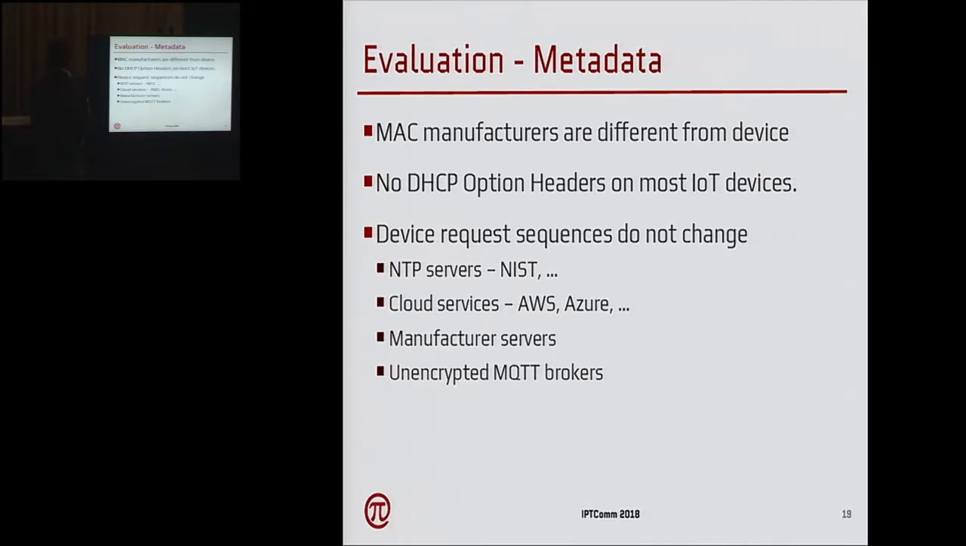But for metadata, it's tricky because MAC manufacturers are different from device manufacturers. We don't really get a good option there. And DHCP option headers are actually not implemented for IoT devices. They're implemented for general purpose devices. So that was not a good way for us. And finally, the DNS request sequences don't change, but they don't always go to the actual manufacturer servers. Sometimes they go to NTP servers, sometimes to cloud services, or sometimes to unencrypted MQTT brokers in China. So that's not a good way for us.